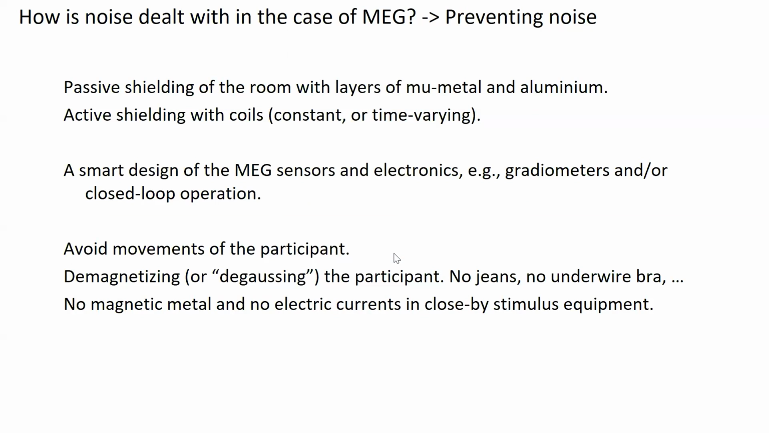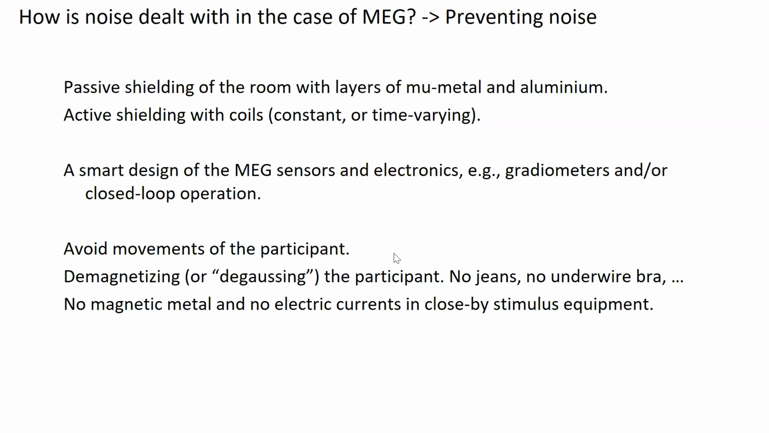We're also very used to having smart design of the MEG sensors and electronics, for example, using radiometers and closed loop operation. And again, we not only have to think about the characteristics of the recording equipment and of the room, but also of the participants. In MEG or SQUID MEG measurements, it's very important that we prevent the participant from moving. So we make sure that there's comfortable seating, putting some cushions around the neck or around the head, for example, to keep the head stable in the helmet. It doesn't have to be fixed, but it has to be stable so that the participant can sit relaxed.